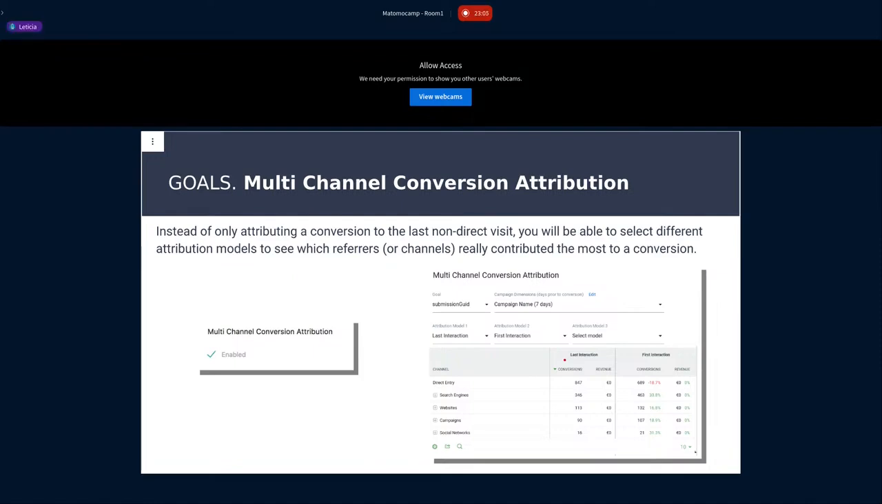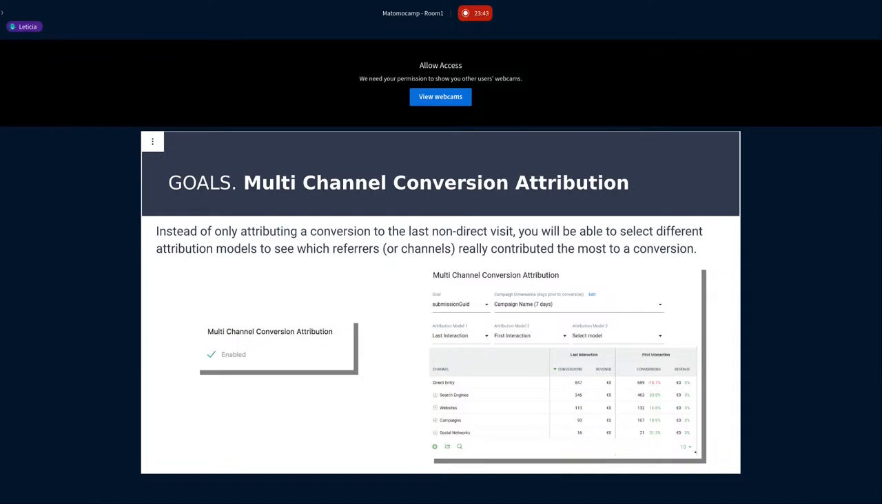To have these reports available, we need to go to the configuration section, to the administration section. And when we create a goal, we need to activate this option, the multi-channel conversion attribution. These reports, as you see, are completely necessary to understand the complexity of our service, or the maturity time, or how many points of contact we will have with the user until conversion.